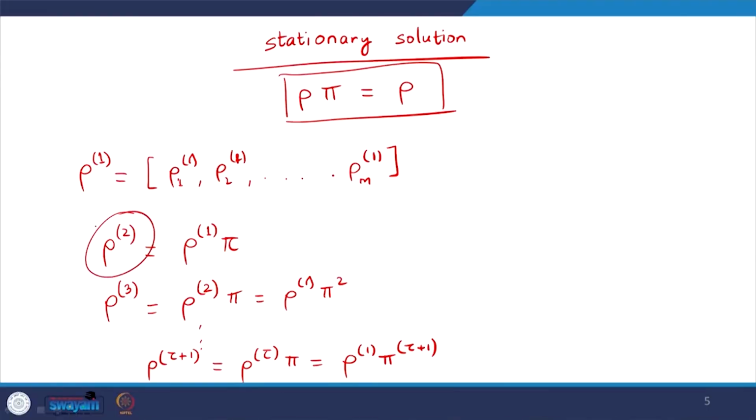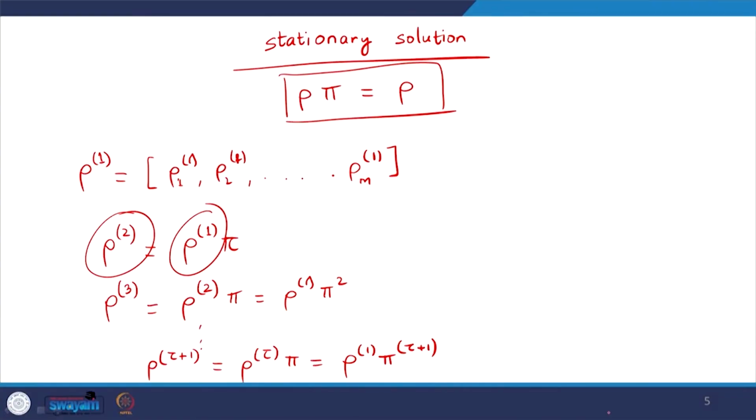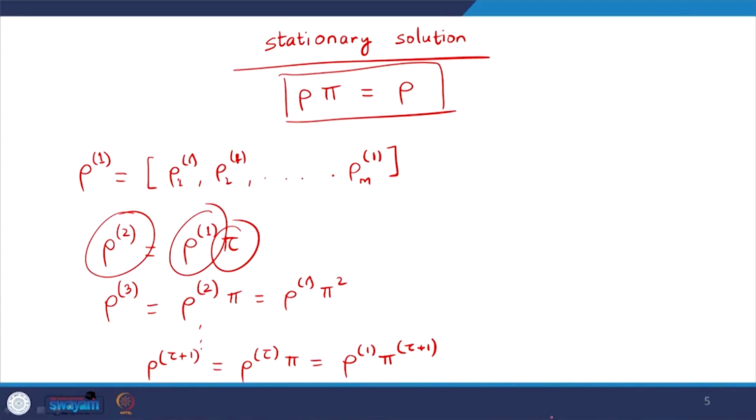So, the key assumption here is that at any given step, let us say step 2, the probability density only depends on the previous step, that is rho 1 multiplied by the transition probability, and this pi is a kind of constant matrix that does not depend on the probability density, so to speak. With this sort of an idea, we can write this. So, rho, keep in mind, is a vector and pi is a matrix.